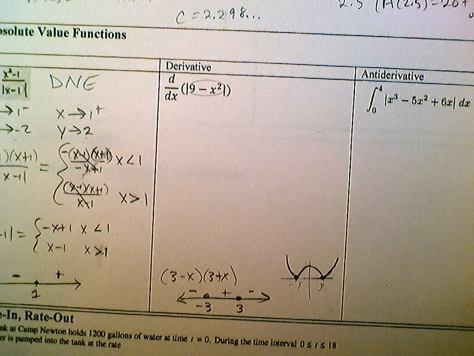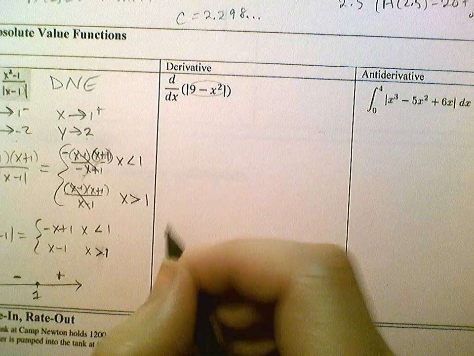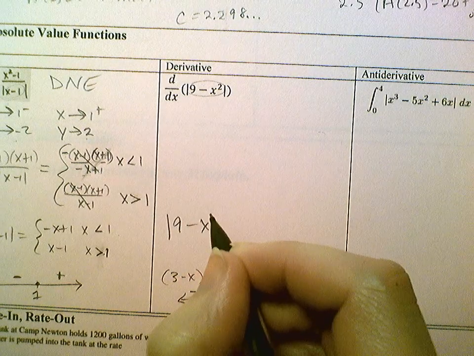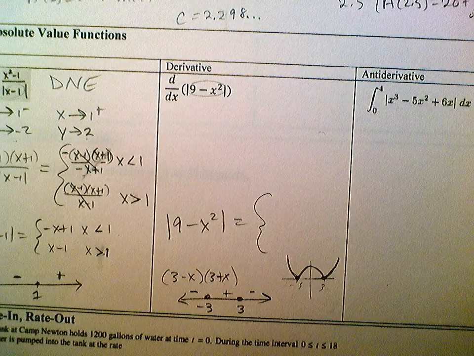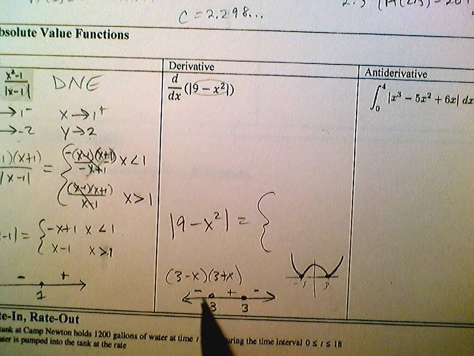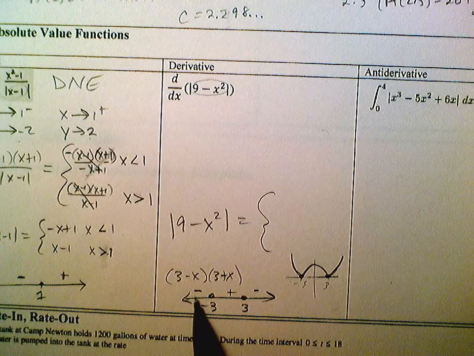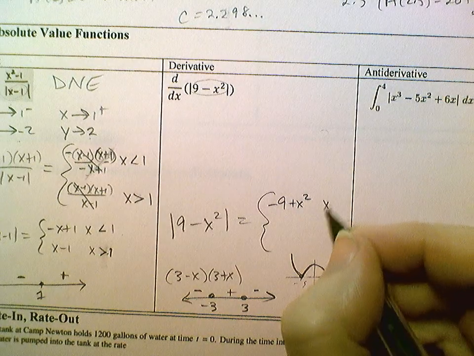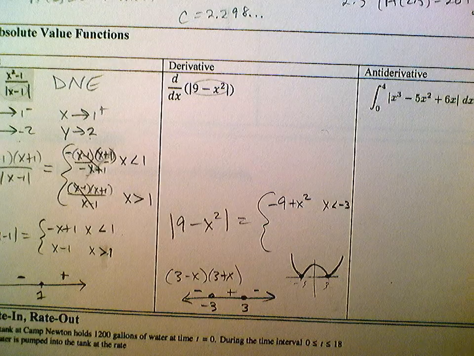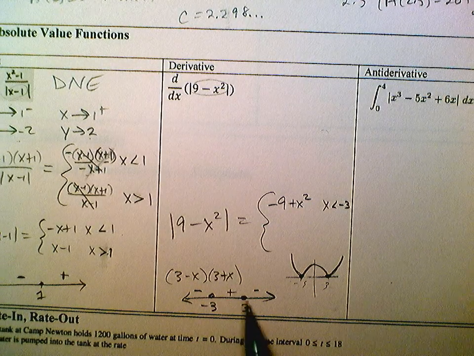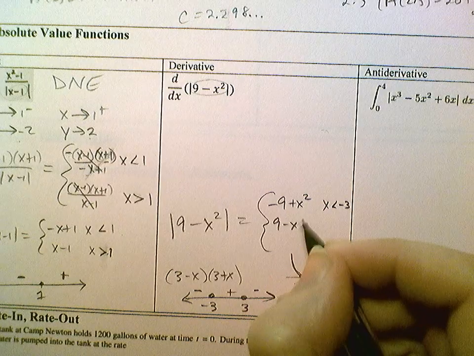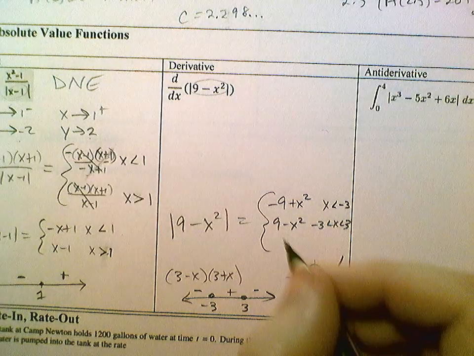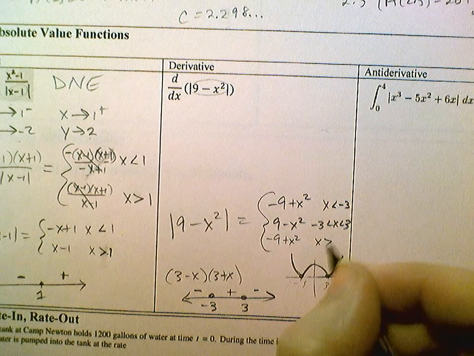Okay, so let's express this as a piecewise function. This is the absolute value of 9 minus x squared equals, we're going to have 3 intervals, so 3 pieces. On this interval, we need to negate it because the input would be negative, so if we negate it, then it's positive. Negative 9 plus x squared, that is for x less than negative 3. And then between here, it'll be just regular because it's positive anyway, for negative 3 less than x less than 3. And then we've got to negate it again on that interval: negative 9 plus x squared for x greater than 3.